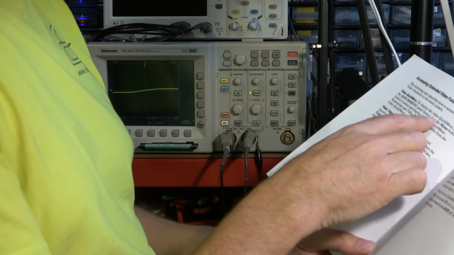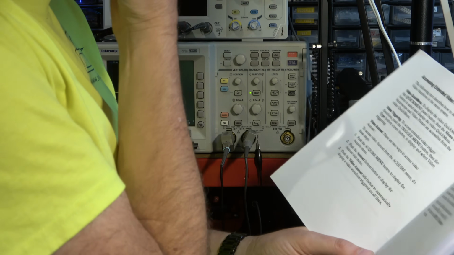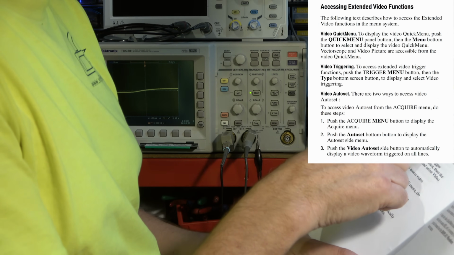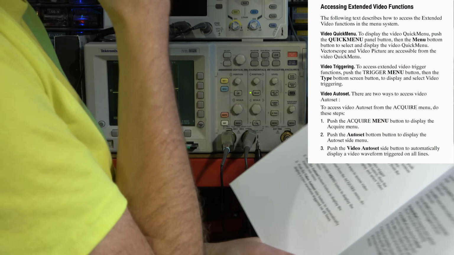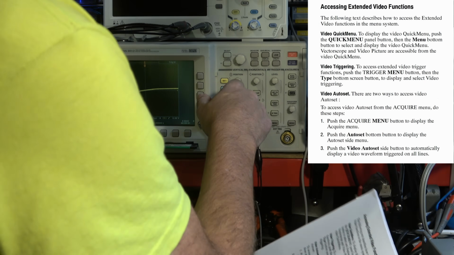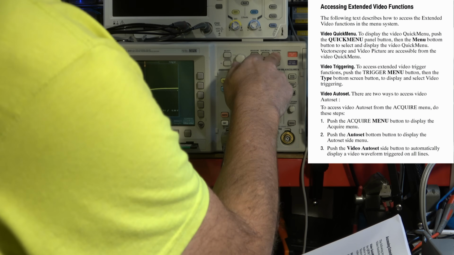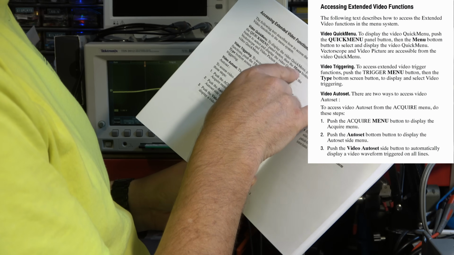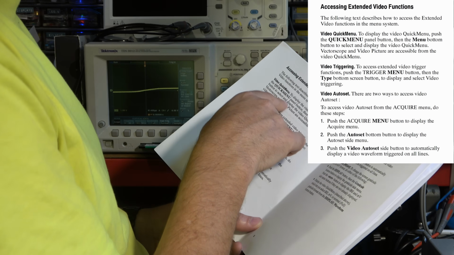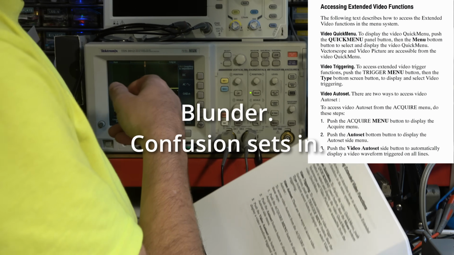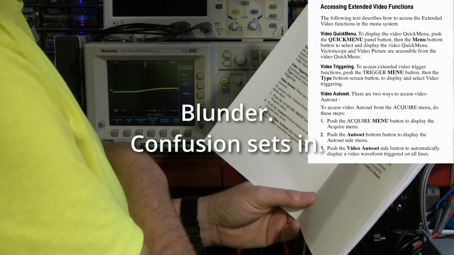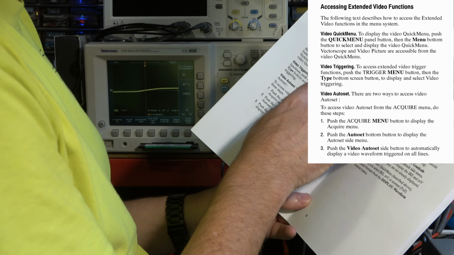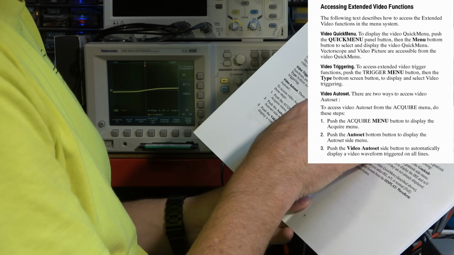To display the video quick menu, push the quick menu panel button, then the menu button. I've never done this. Okay, so let's try it. I've never even seen a quick menu button. Where's that? Quick menu. Okay. Then the menu button, that's the regular one. To select display and video quick menu.